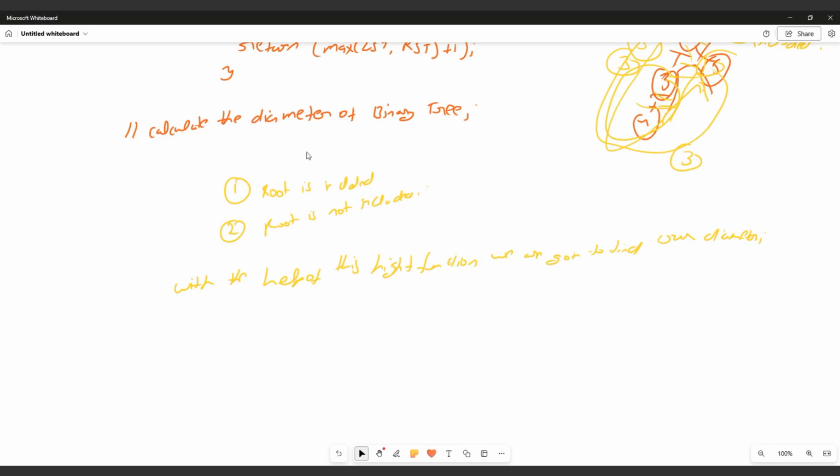Class, we also have this question on LeetCode, question number 543: find the diameter of a binary tree. Class, all of you open this question. The question is pretty simple. We are given a tree and we have to find the diameter.